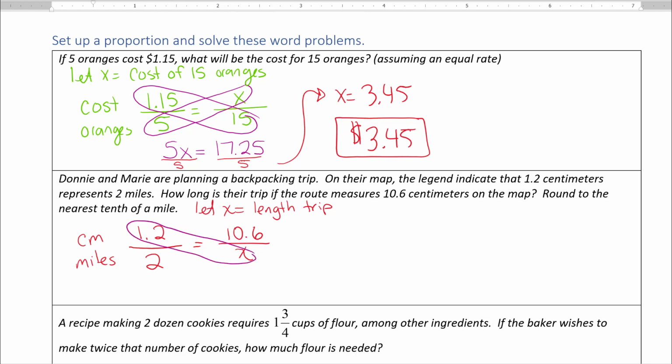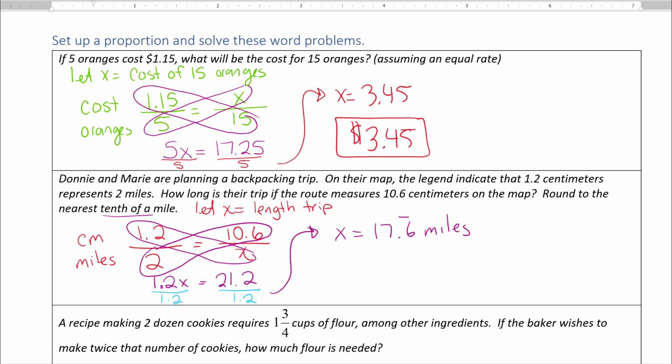Now I can solve this by cross multiplying. 1.2 times x is 1.2x. 2 times 10.6 is 21.2. Now I can easily divide both sides by 1.2. This would be the time you might want to get your calculator out. This gets us x equals 17.6 repeating miles. So that's 17.66666 repeating. Now if we're rounding to the nearest tenth of a mile, that's right here where the 6 is.